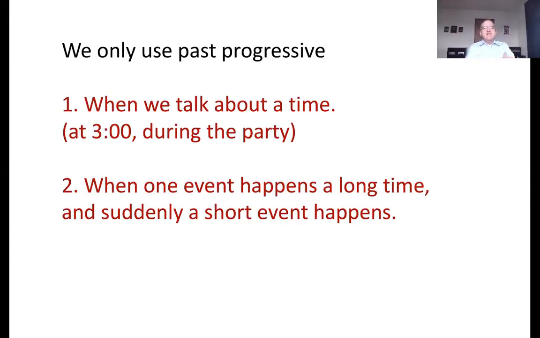We only use past progressive 2 times. One, when we talk about time, at 3 o'clock or during the party. And 2, when one event happens for a long time and suddenly a short event happens. Now, some of you in your homework in the past were using the past progressive wrong. So you cannot just use the past progressive for anything in the past. You have to be careful to use these 2 times.